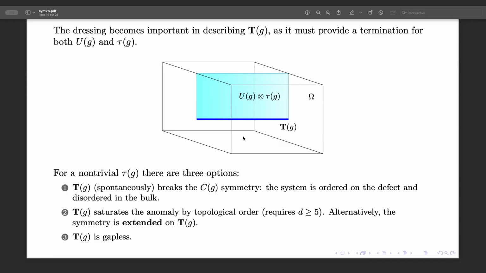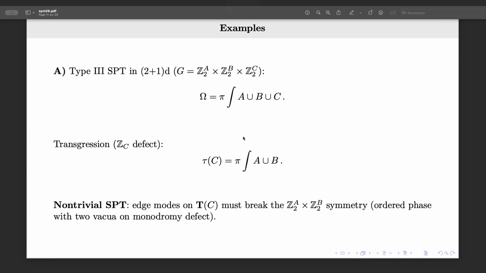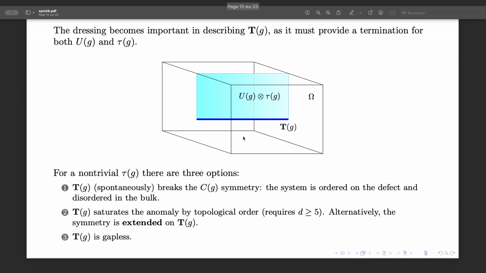Okay. So let me give you some simple examples. I mean, if there are any questions, this is also a good time for questions.